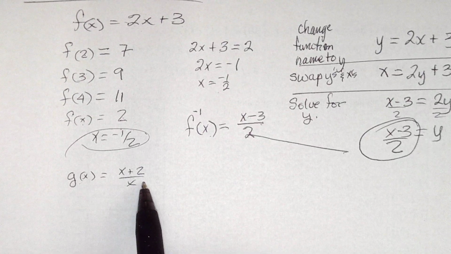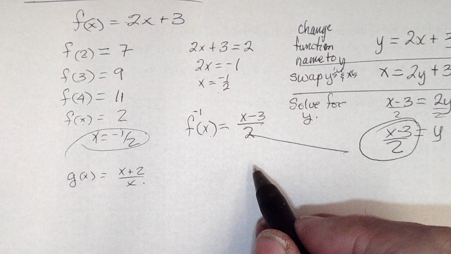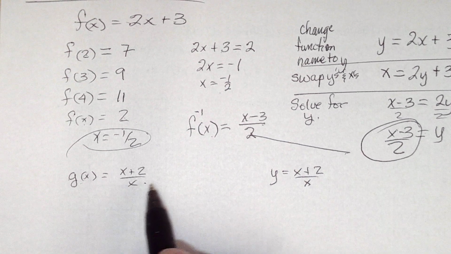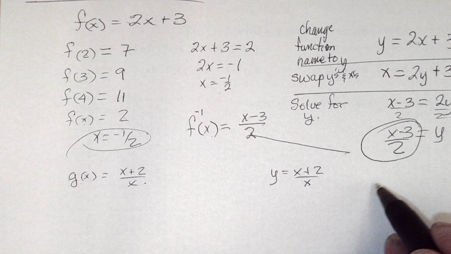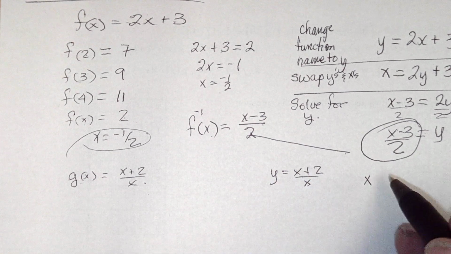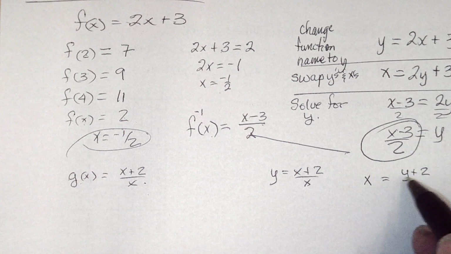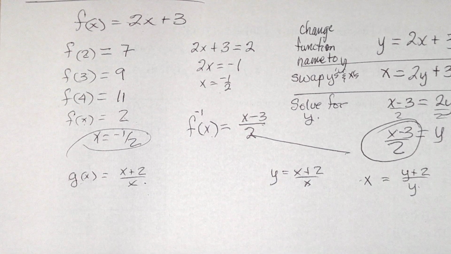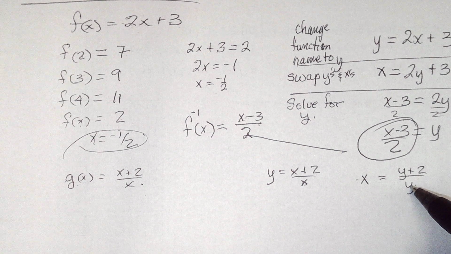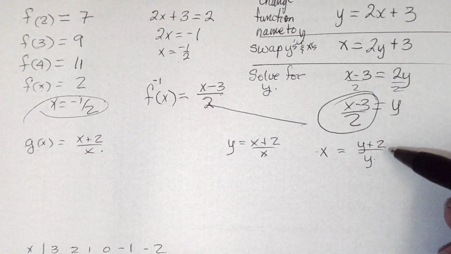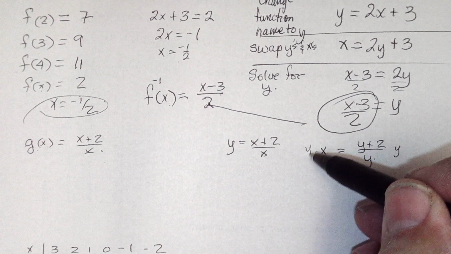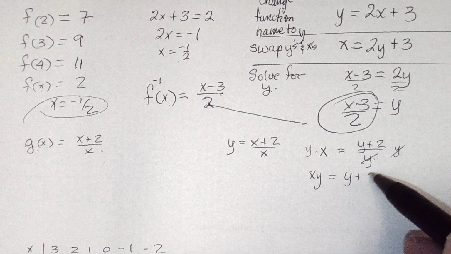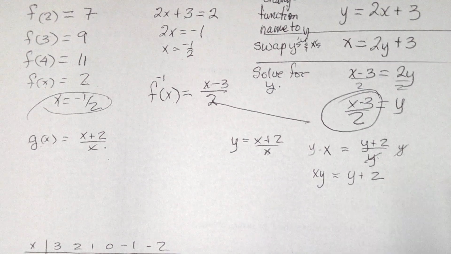So let's do the inverse on this. Change the function name to y. Swap the y's and x's, so the y becomes an x, and the x's become y's. Both x's become y's, and the y becomes an x. And solve for y. This gets a little tricky here for some people, so I'm going to work this through. I'm going to multiply by y on both sides, and I get xy equals y plus 2.